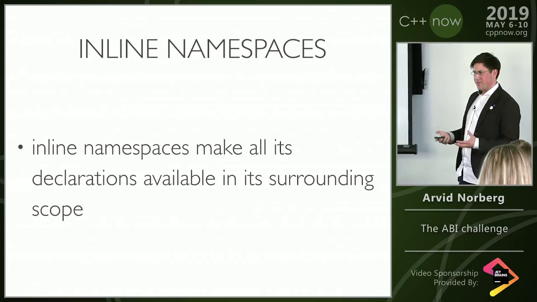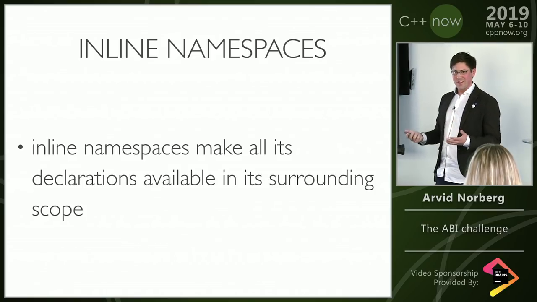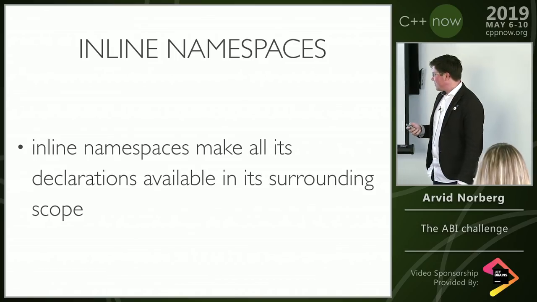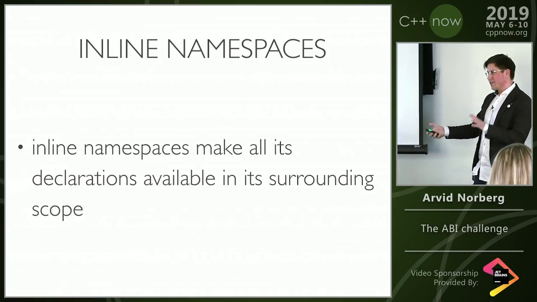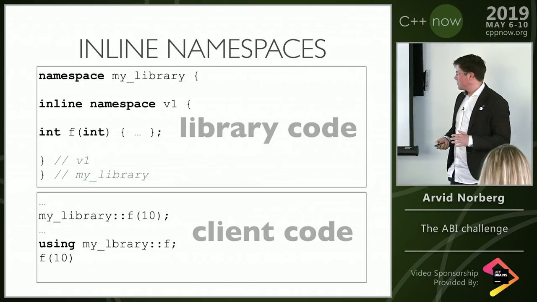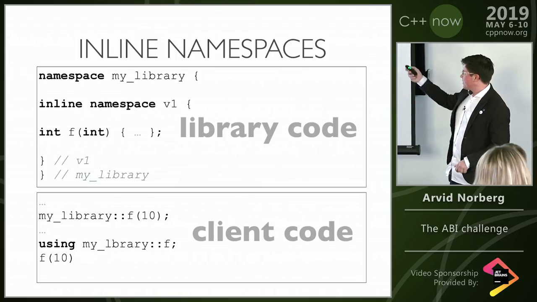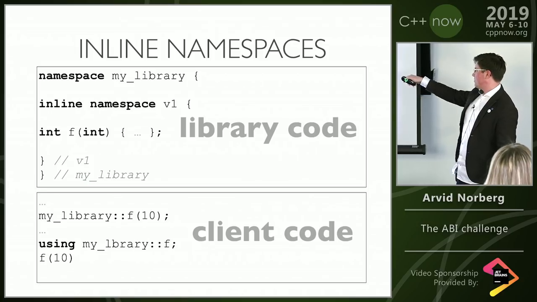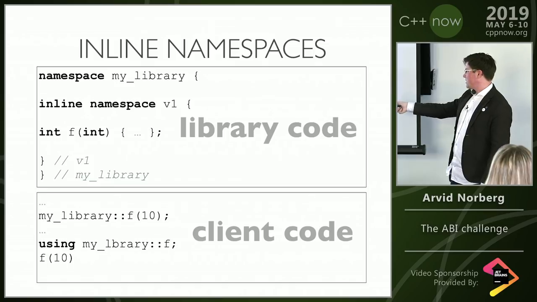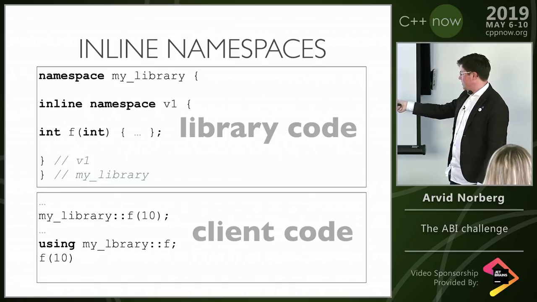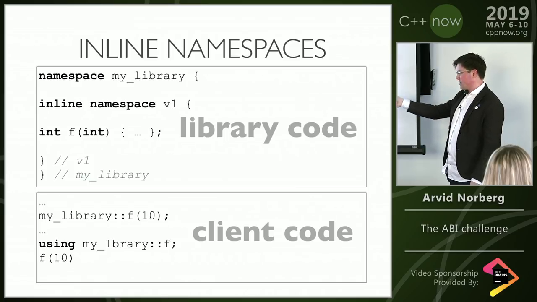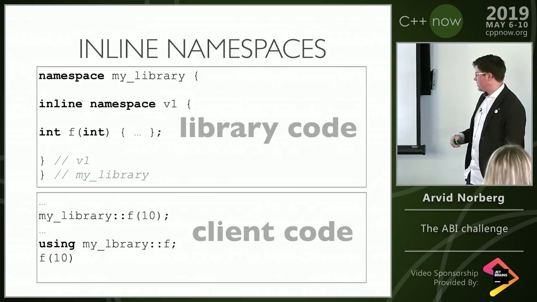So just a brief review of what inline namespaces are. They're pretty old by now, since they came in C++11. But they make all of their declarations available in the surrounding scope, as if they don't exist. So for instance, if in your library code you have a namespace v1 and int f, the client code can just call f, or my library::f, or using my library::f and just call f, as if v1 isn't there.